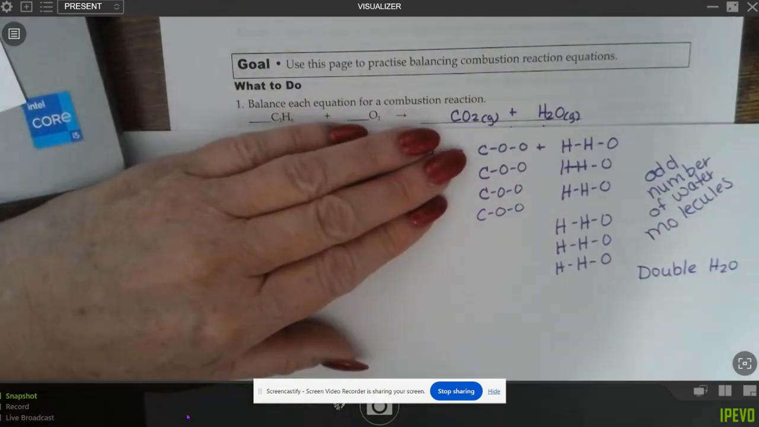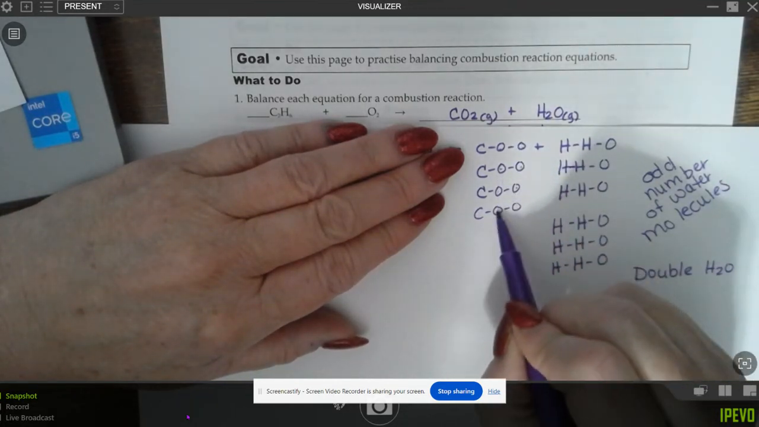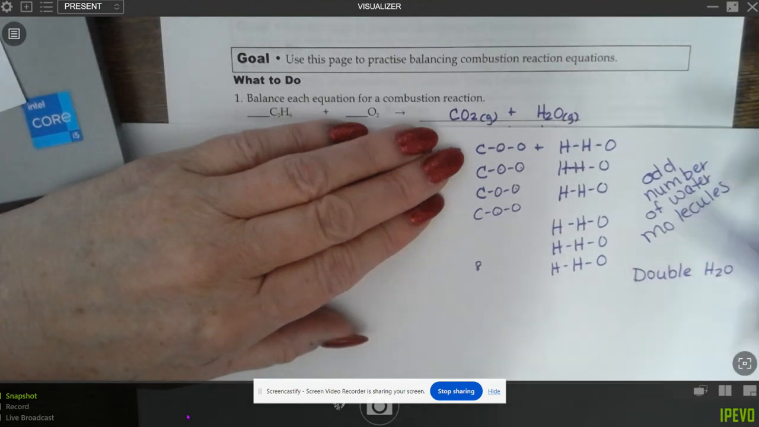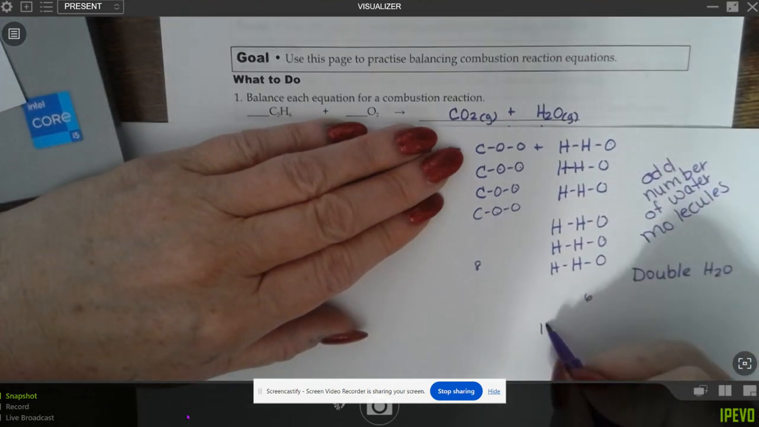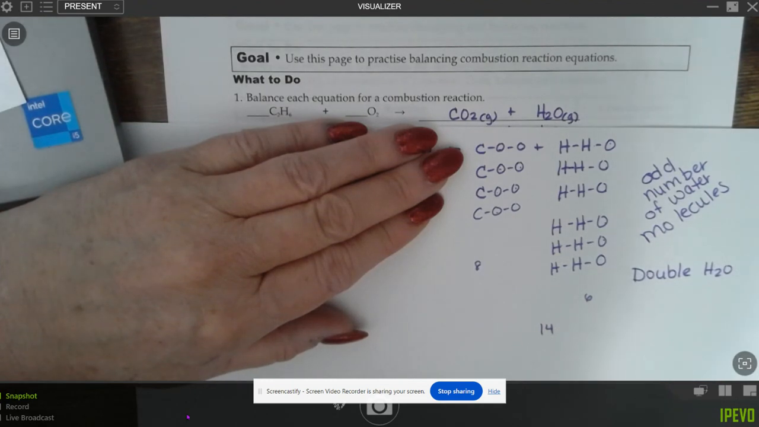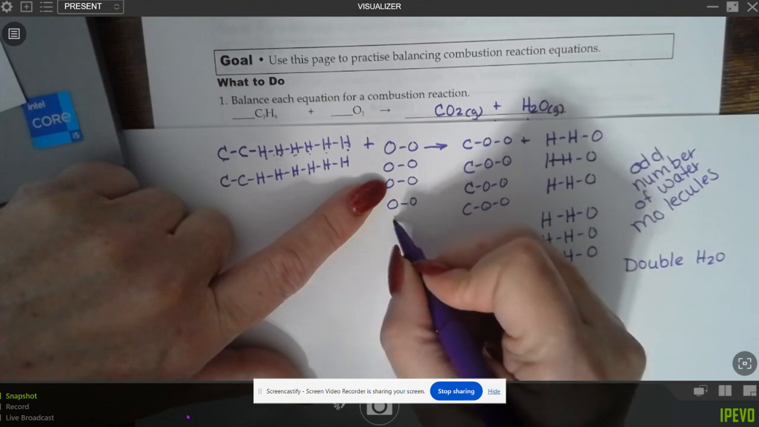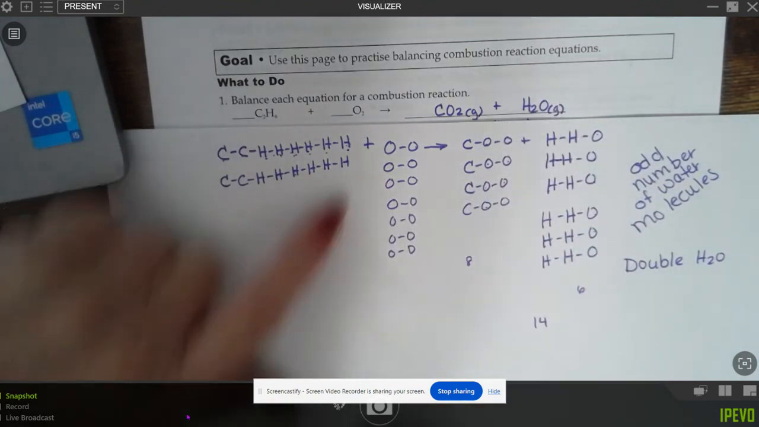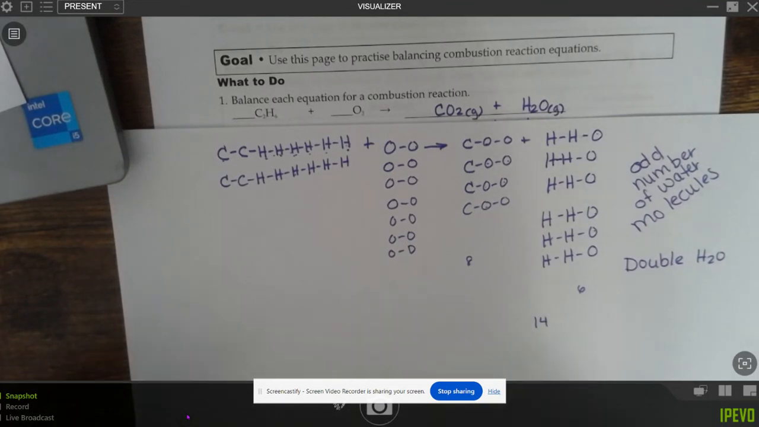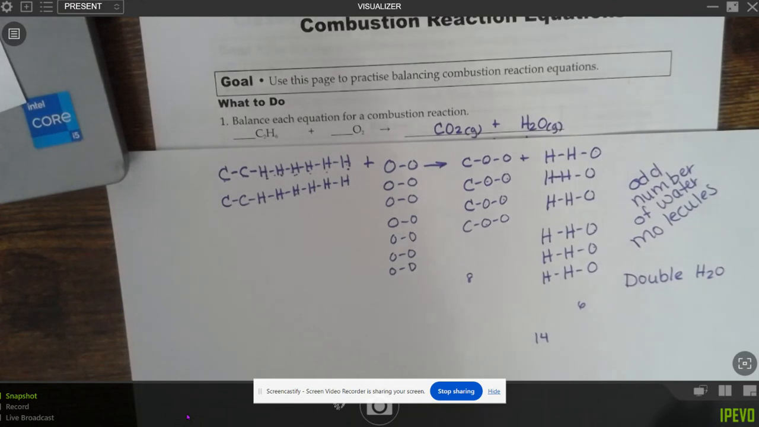Let's count up the oxygens. I have 1, 2, 3, 4, 5, 6, 7, 8 here. And then I have 1, 2, 3, 4, 5, 6 here. So that's a total of 14 oxygens. So I've got 2, 4, 6, 8, 10, 12, 14. Okay, so now, finally, I have my equation balanced.